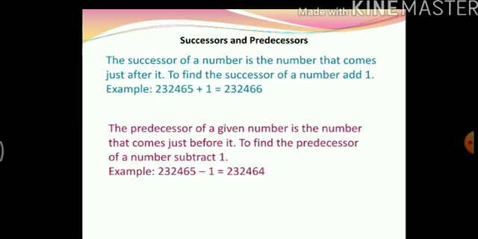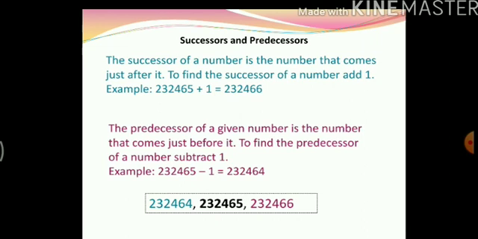Similarly, the predecessor of a number is the number that comes just before it. To find the predecessor of a number, subtract 1. So we have the same number here now, 2,32,465, from which when we subtract 1, we get 2,32,464. Here below I have written all the three numbers together.